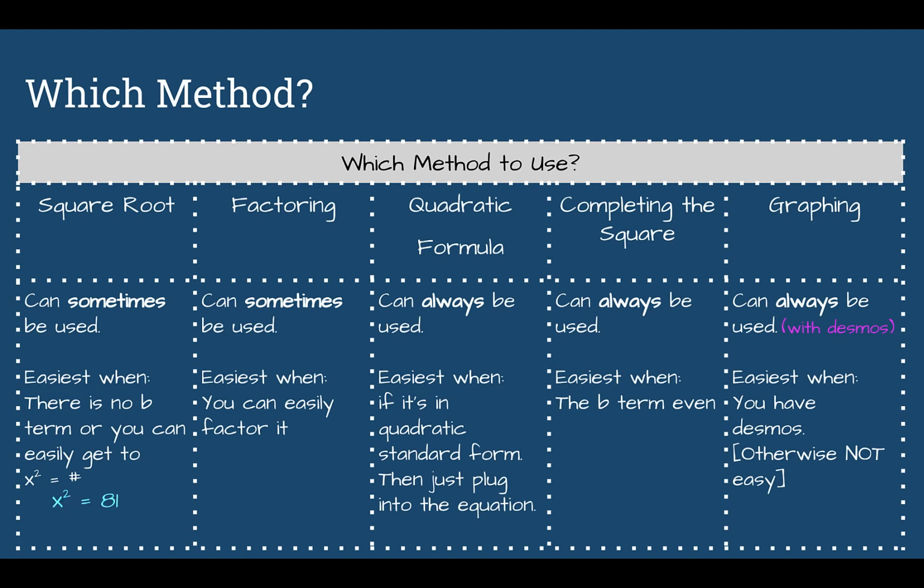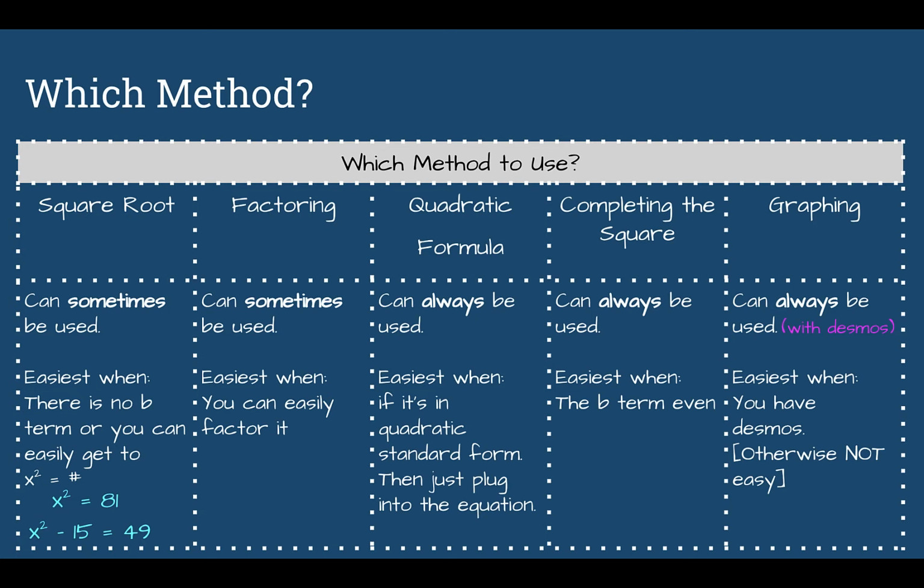For example, if you had x squared equals 81, the square root method is going to be your quickest and easiest way to solve. Same if you had something like x squared minus 15 equals 49. You can easily add 15 to both sides and take the square root. Also, if we have a binomial squared equals a number, that's set up perfectly for the square root method.